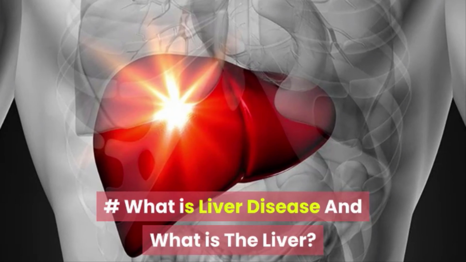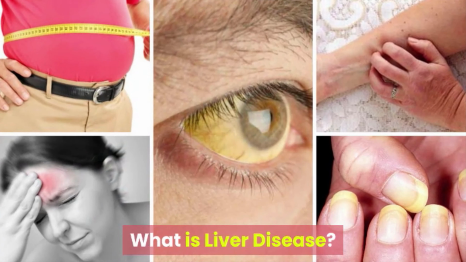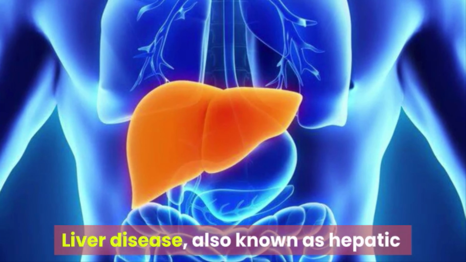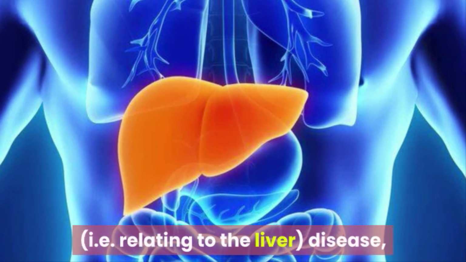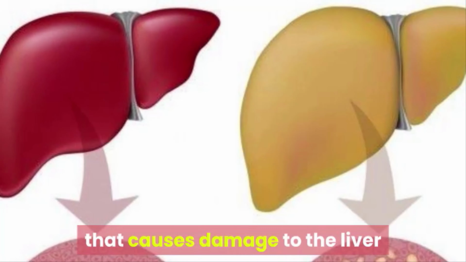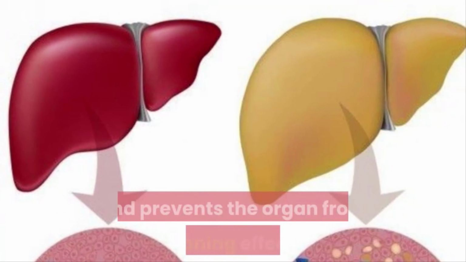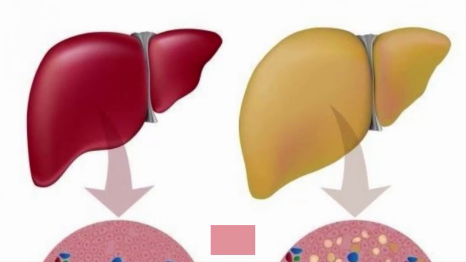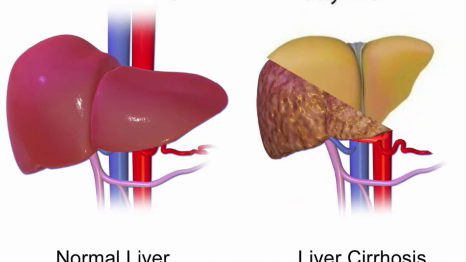What is liver disease and what is the liver? What is liver disease? Liver disease, also known as hepatic, i.e. relating to the liver, disease, is a comprehensive term that refers to any condition that causes damage to the liver and prevents the organ from functioning effectively and performing its designated roles.